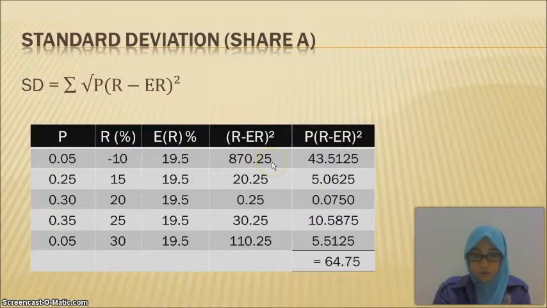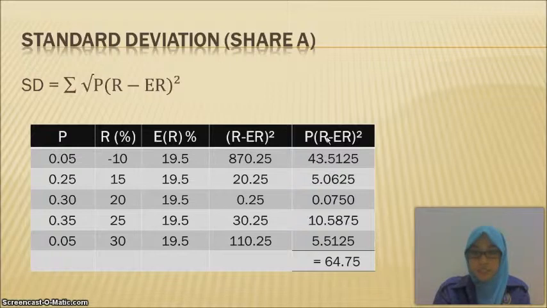For probability 0.25, also using the same method, 15 minus 19.5, and we square the answer, then we get 20.25. This is followed for all the probabilities using the same method. And lastly, to get the variance, the real variance answer, this is the formula.